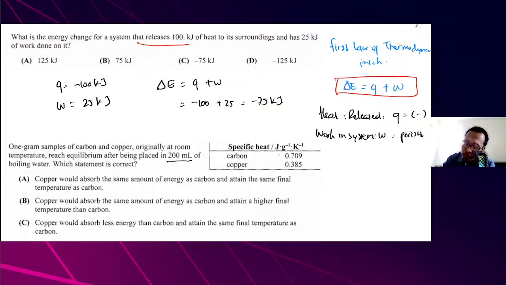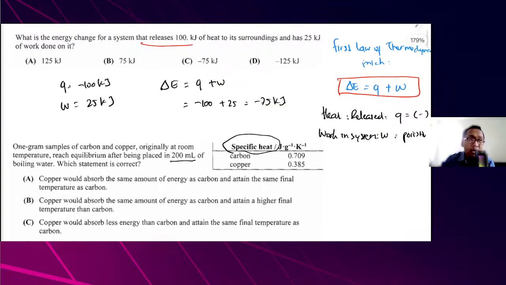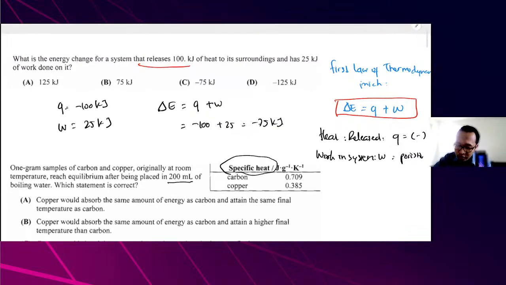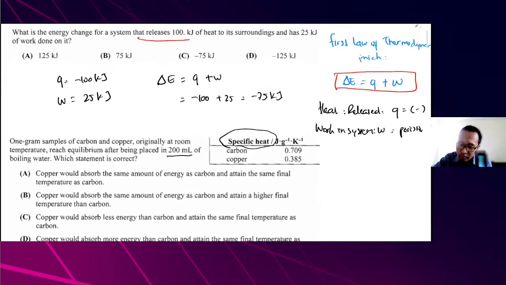We also have information about specific heat, and about the volume. The important concept here is specific heat capacity. That's the amount of heat required to raise the temperature of 1 gram of a substance by 1 degree Kelvin or Celsius.